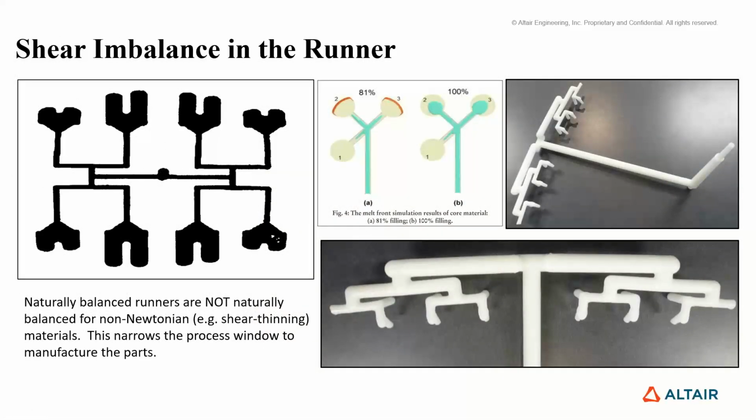Shear imbalance in the runner. So, I've made mention of this before, right? Having a naturally balanced runner system, like you see here, but I've got 4 parts filling before the other 4 parts, right? The inside 4 filling before the outside 4. If you've never heard of the melt flipper, you can Google it, melt flipper. Or John Beaumont, Beaumont, John Beaumont.